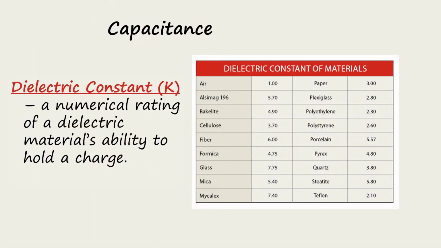The dielectric constant is a numerical rating of a dielectric material's ability to hold a charge. On the right here you can see a chart of some common dielectric constants. Air is the reference dielectric and is assigned a value of 1. There is no need to copy or memorize this chart. It is only put here as a reference.